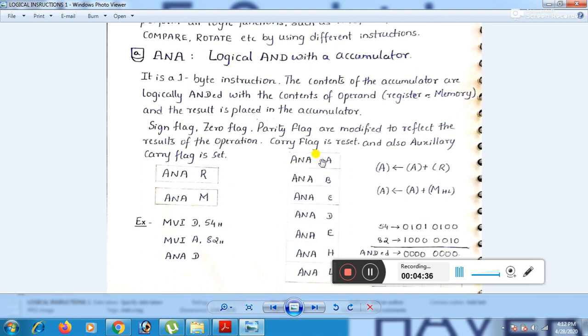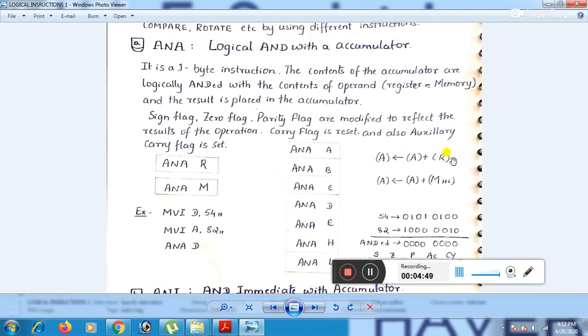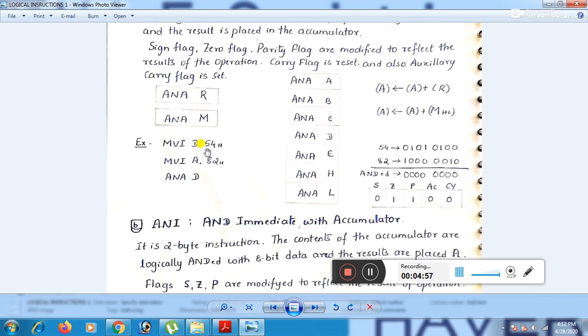So we can do ANA A, that is accumulator contents ANDed with accumulator, ANA B, ANA C, ANA D, ANA E, ANA H, ANA L. Here the register contents and accumulator contents are ANDed and stored back in accumulator. So let us take an example: MVI D, 54, MVI A, 82. So 82 and 54 are ANDed. If any one of the inputs is low, output is low. Both the inputs are high, output is high. So the total result is 0 only. Automatically zero flag will be set, parity flag will be set.